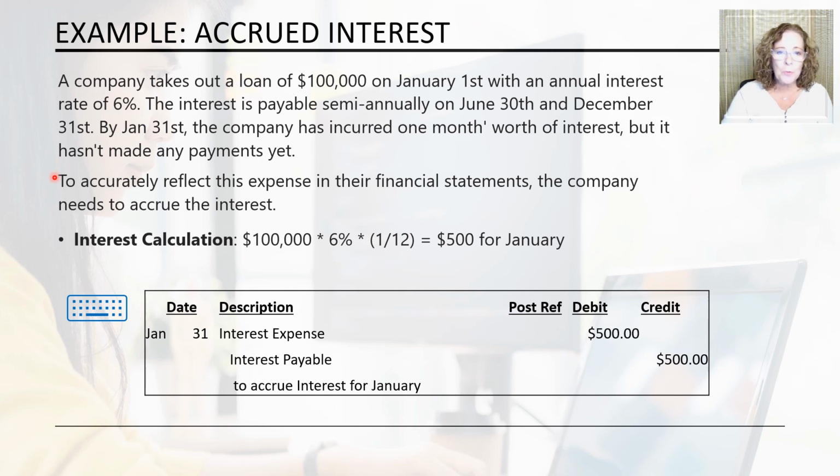The annual interest for a $100,000 loan at 6% would be $6,000, and divided by 12 gives us the monthly interest. We would record the interest expense accrual by debiting the interest expense account and credit the interest payable account for $500. In addition to accrued salaries and wages and payroll taxes, there are many different expenses that accountants accrue for.